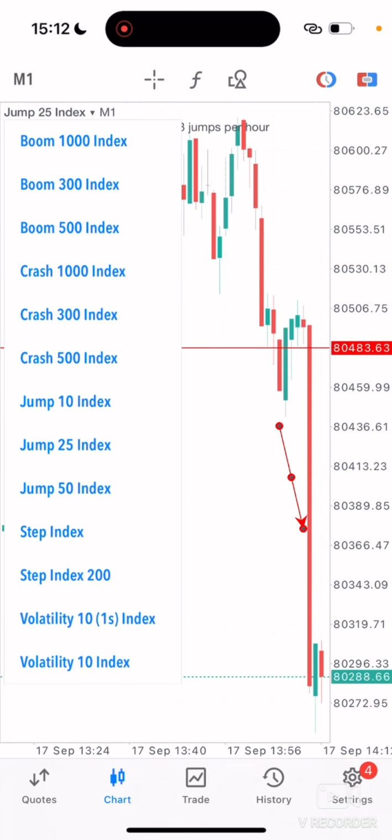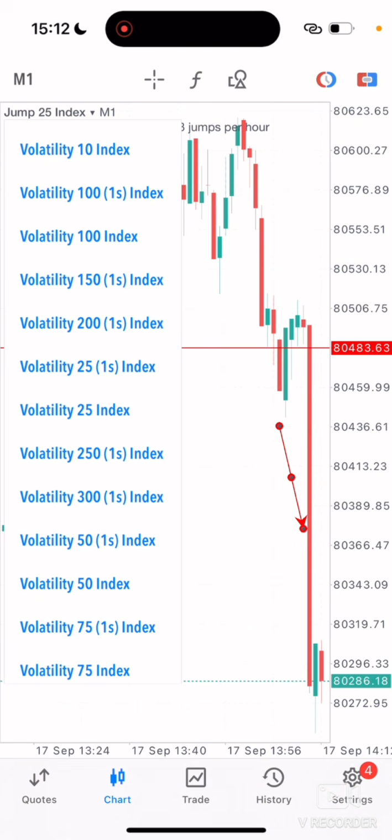Now, I have advised you guys not to trade the Boom and Crash indices. Now, let's see the volatility indices. The only indices I can advise you guys to trade are the volatility indices. And when I say the volatility indices, I'm talking about Volatility 10, Volatility 100, Volatility 15 1s, Volatility 25, Volatility 50, and 75. I can advise you guys to trade the volatility indices.